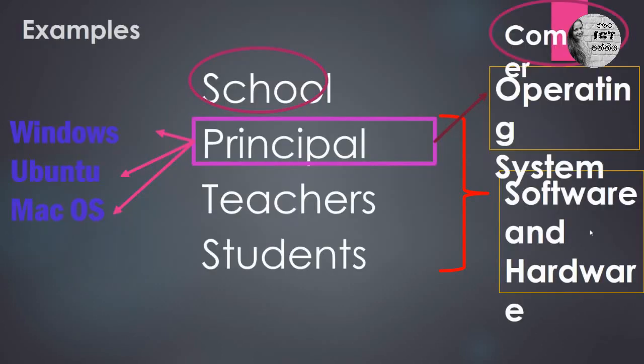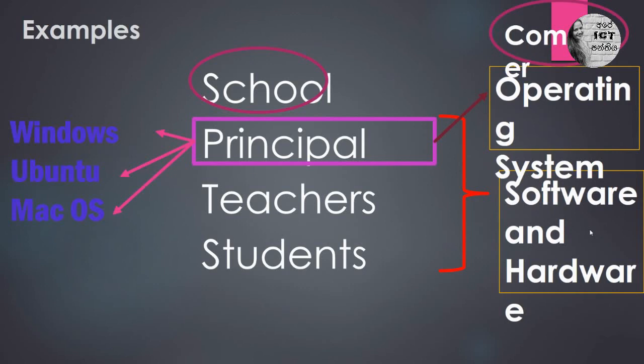Right. I'm going to show you an example. You know your school has a principal, right? Principal is the head of your school. And except the principal and vice principals, there are teachers and students in the school, okay? When we take the school together, principal, teachers and students, all are humans, okay?